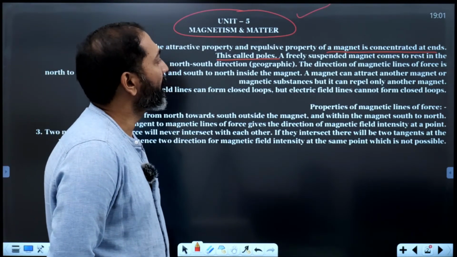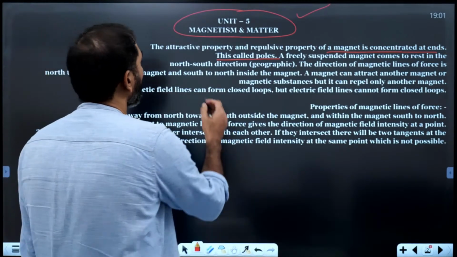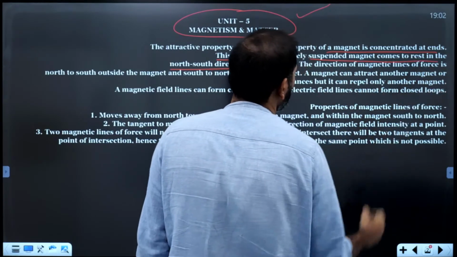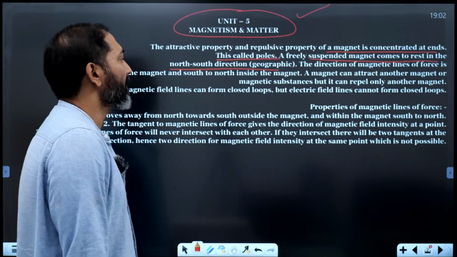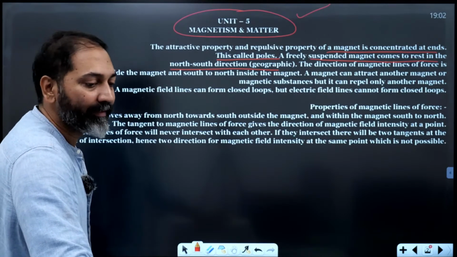A freely suspended magnet comes to rest in what direction? North-south direction, the geographic north-south direction. That is due to the Earth's magnetic field.